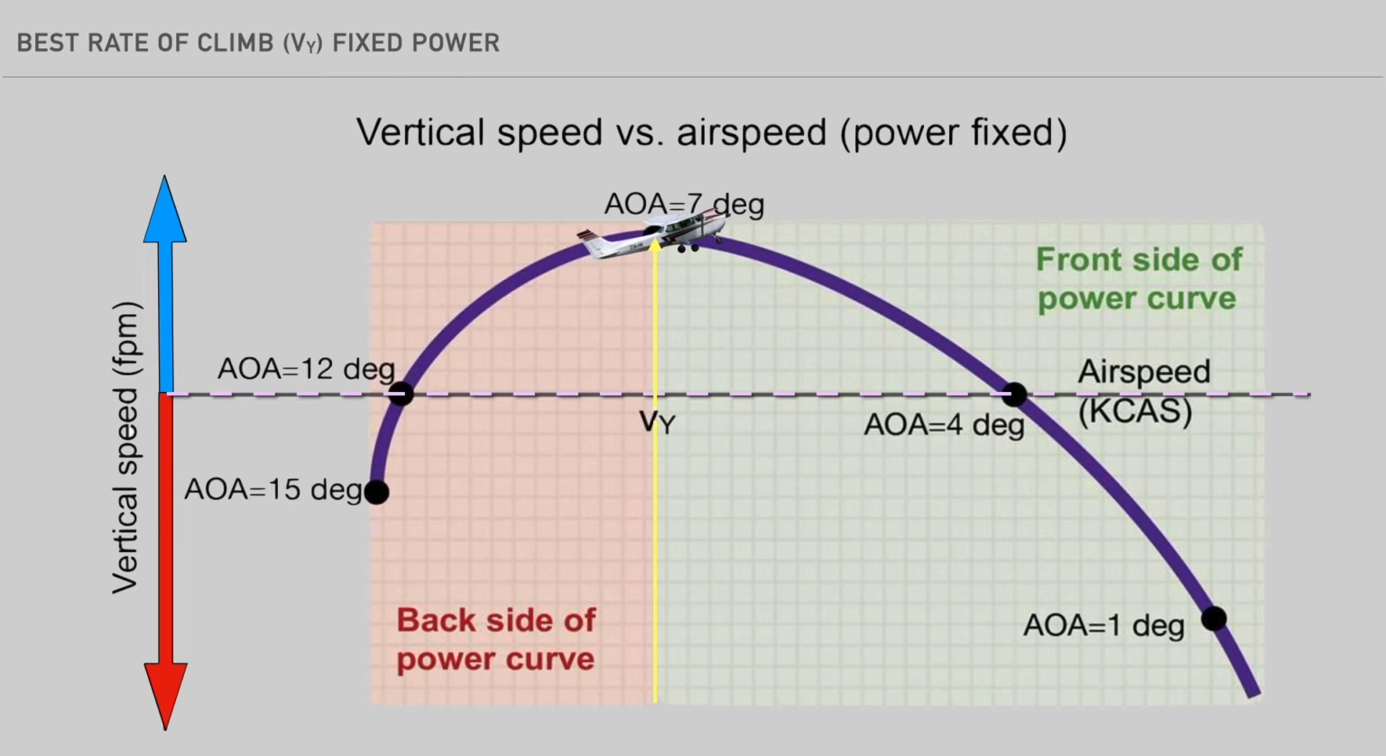Next, as back pressure is further increased on the yoke, the angle of attack increases and airspeed decreases due to increasing induced drag. Between 7 degrees and 12 degree angle of attack, we are still ascending, though at a gradually decreasing rate of climb up until about 12 degrees. Thereafter, any further increase in angle of attack will result in a nose-high descent. If the critical angle of attack is exceeded, the plane will stall and sink rapidly.